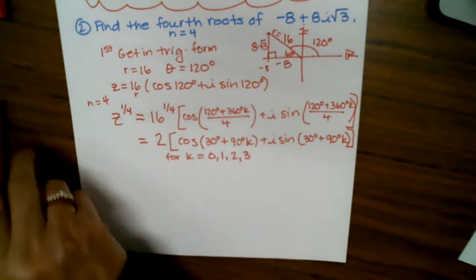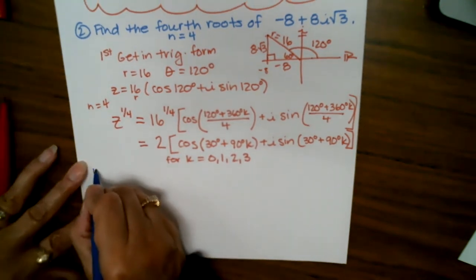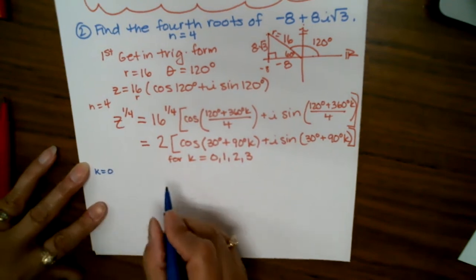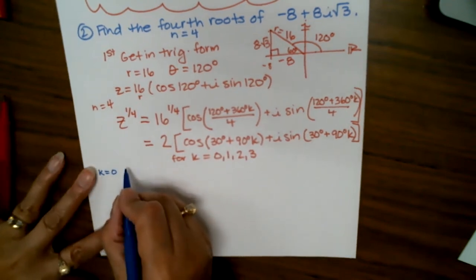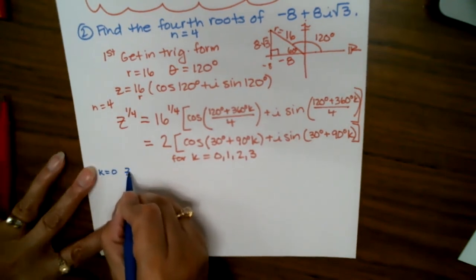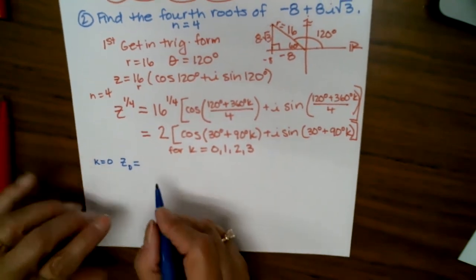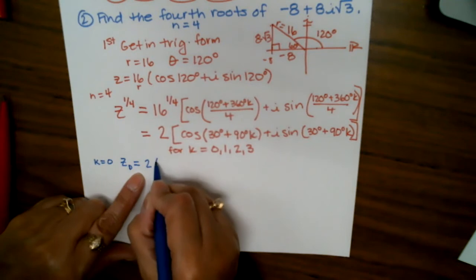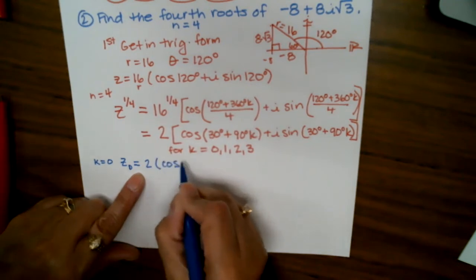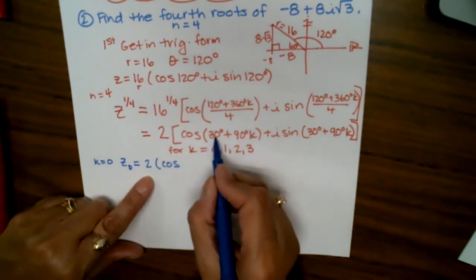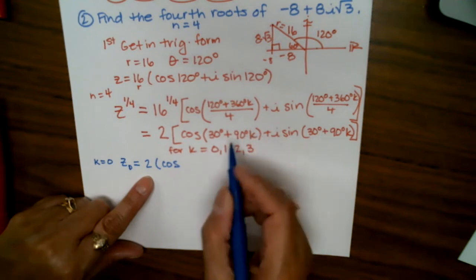So let's do that. Let's let k equal 0. Then our complex number, we'll say z sub 0, I think that makes more sense, is going to be 2 times the cosine of, let's see, 30 degrees plus, we're letting that be 0, so it's just 30 degrees.